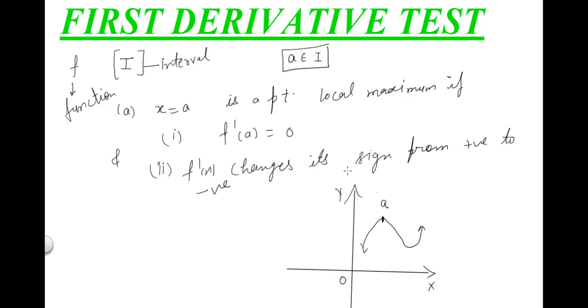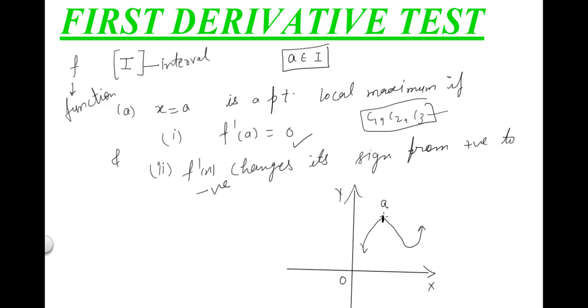Now if I check f dash A equal to 0, I will definitely get some points by putting the first order derivative equal to 0. Those points are known as critical points. We can name them as C1, C2, C3. Those are also known as your stationary points. Clear? So now we are going to check f dash x.